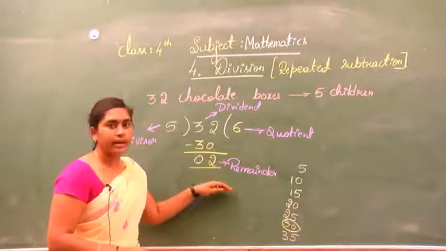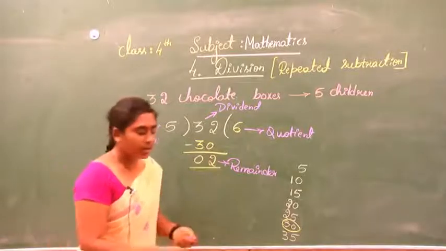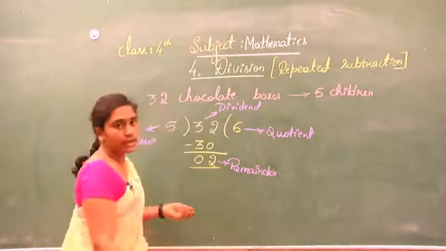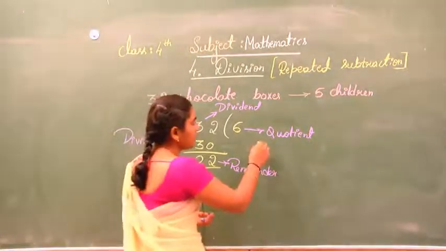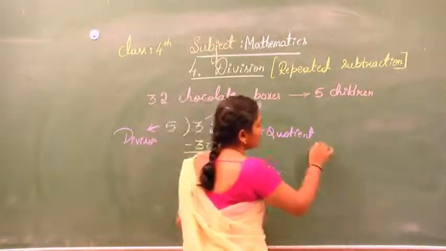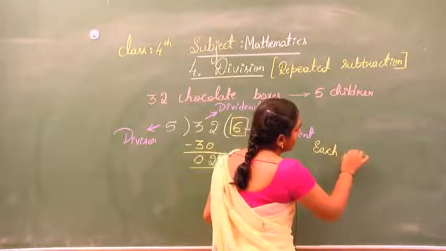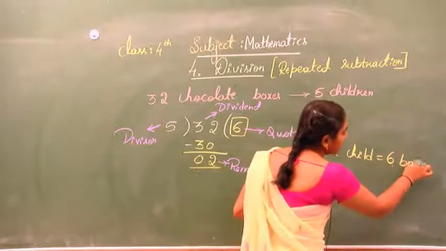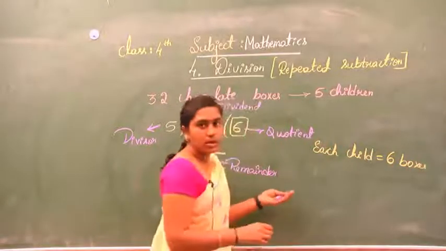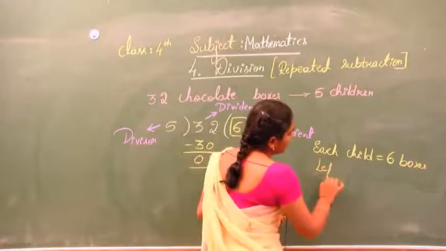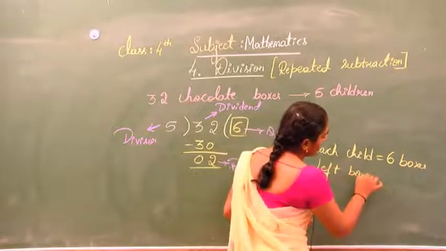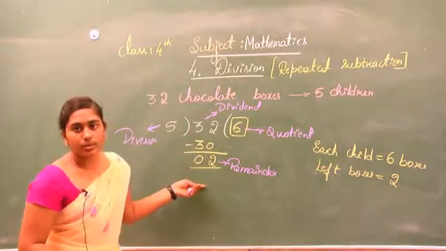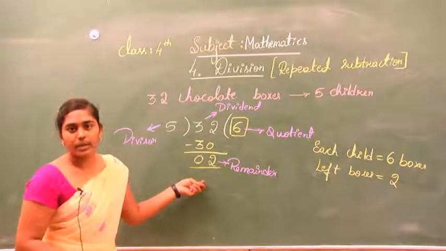By this also you can write how many chocolate boxes each child gets. That means 5 grandchildren, one child is getting 6 boxes. So each child will have 6 boxes. And how many boxes are left out? Left boxes will be 2. Why? Because the remainder is 2. Like this we are doing the division.